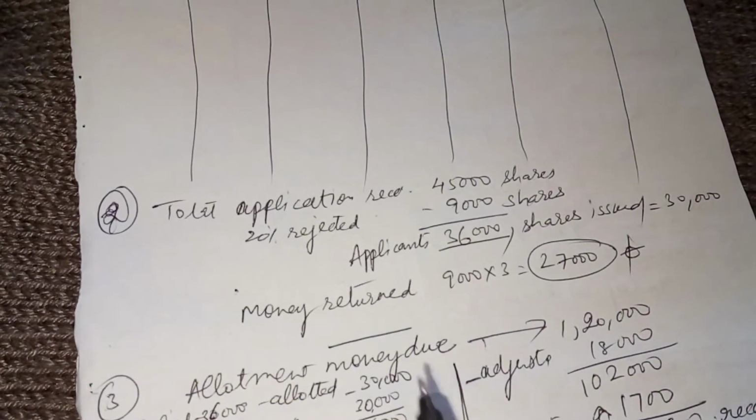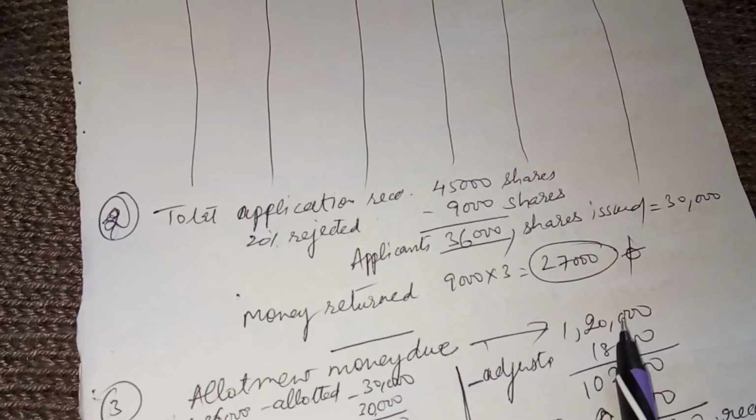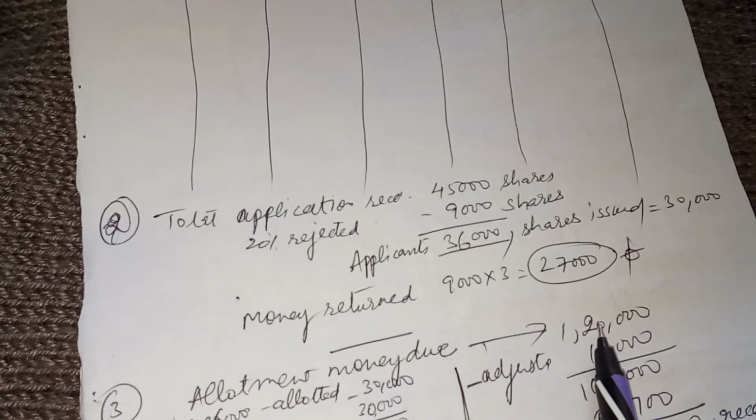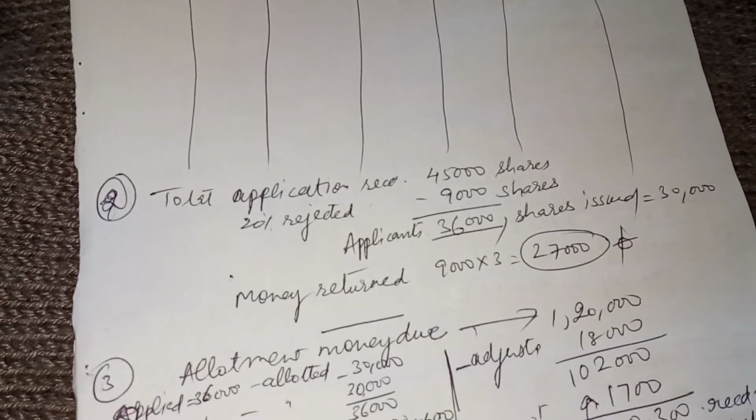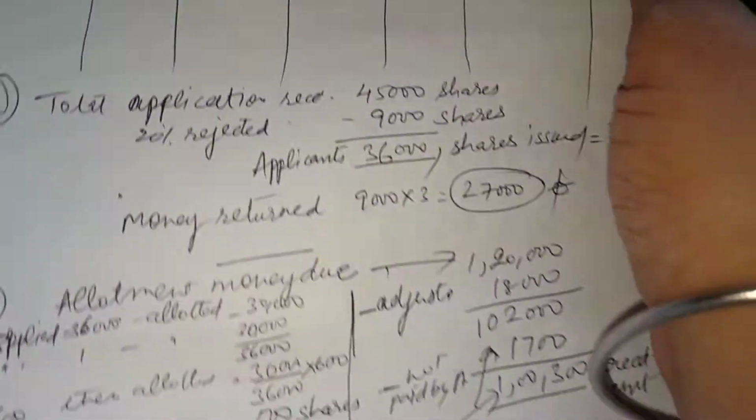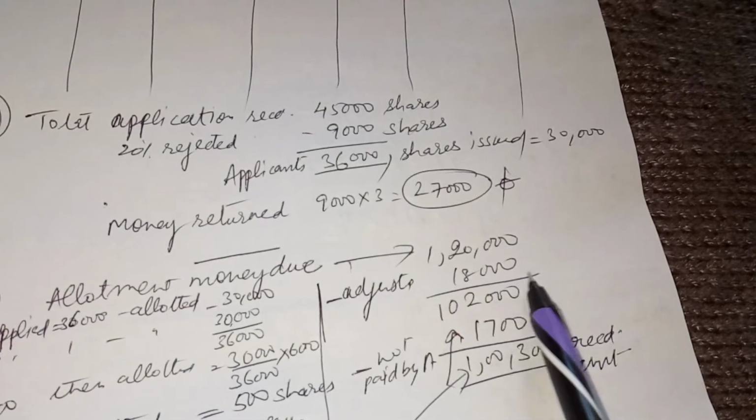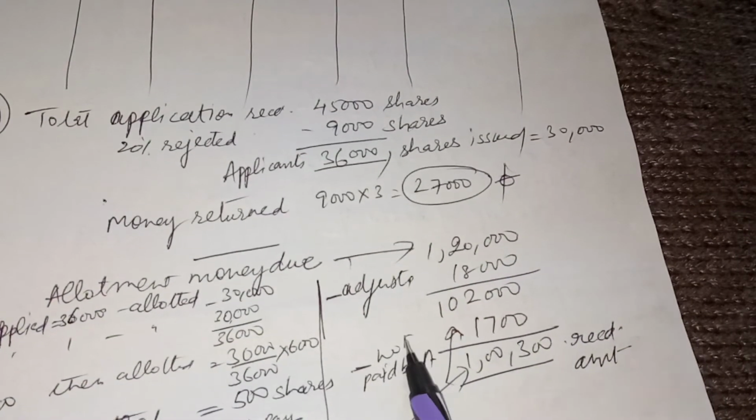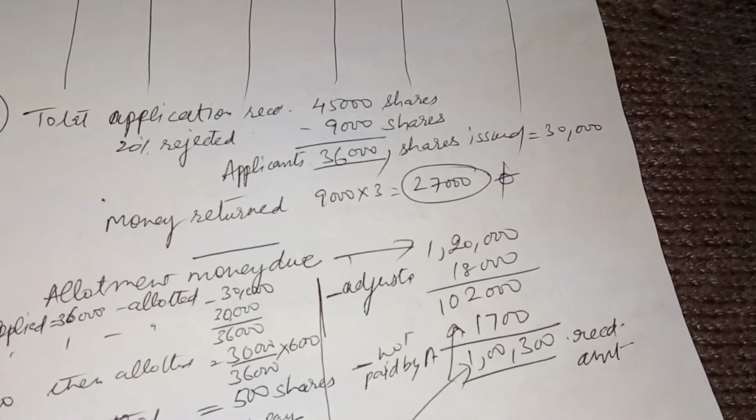Allotment money due was 1,20,000, out of which we already adjusted 18,000, the money adjusted towards the allotment while we got the money in application. So 1,02,000 was left. Now the amount not paid by A was 1,700. How did we calculate it? Let us check.